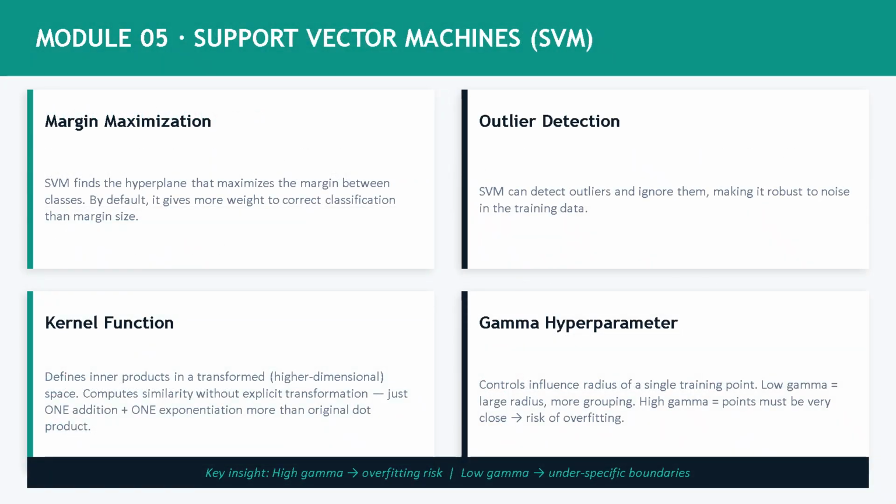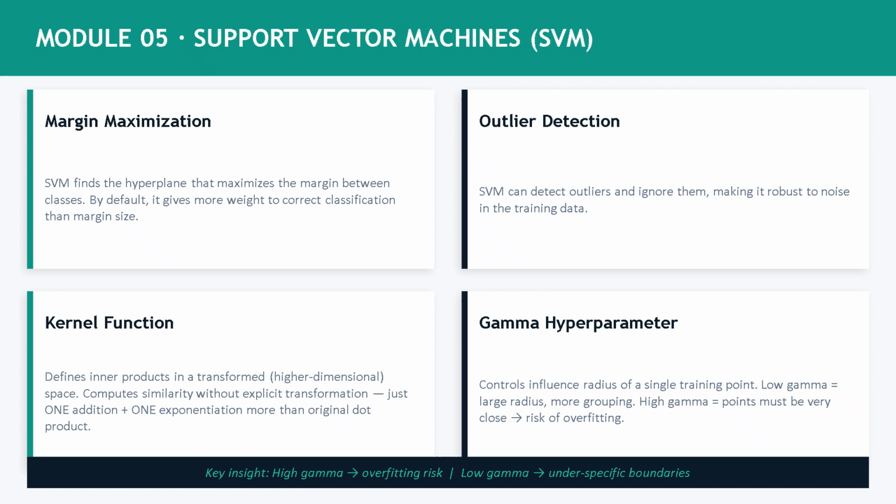On to module 5, we shall go to support vector machines. SVM finds the hyperplane that best separates classes by maximizing the margin between them. A wider margin means better generalization. SVMs can also detect and ignore outliers, which makes them naturally robust.